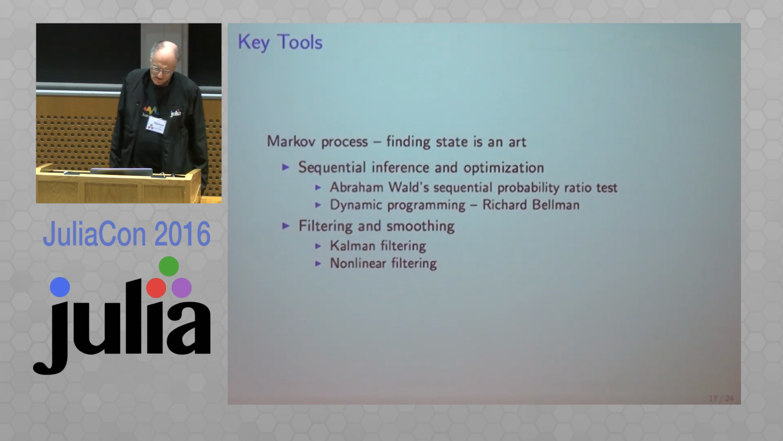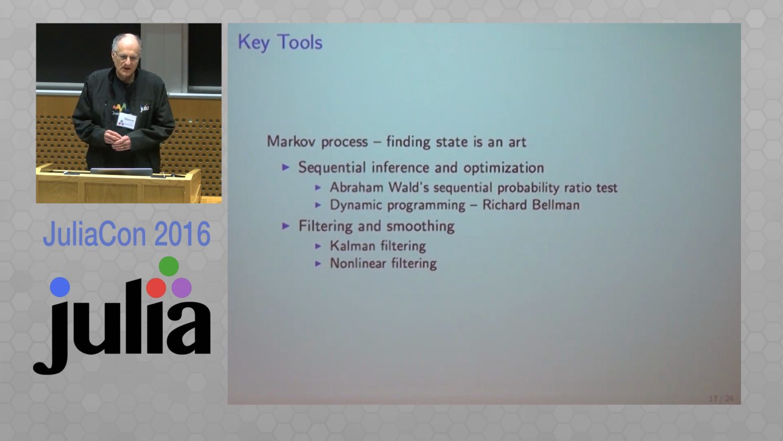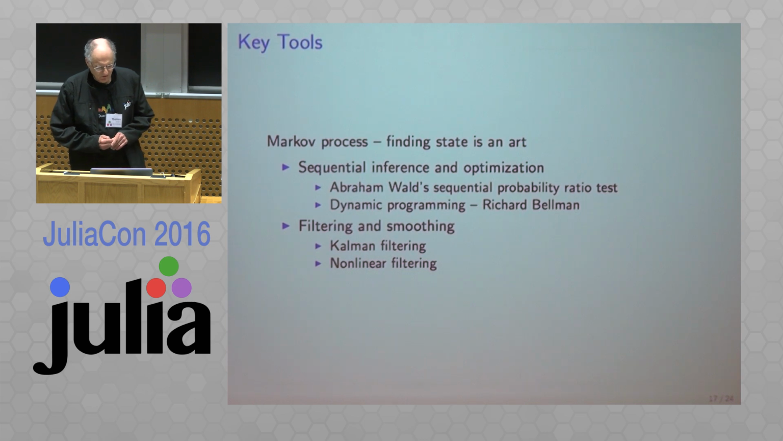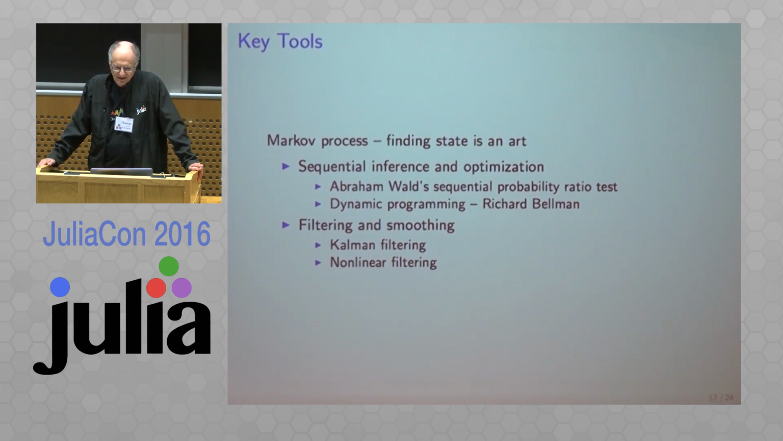That's great. Okay, so actually figuring out how to make problems Markov was a big triumph of mid-20th century applied mathematics. So there's two things. There's sequential inference and optimization, and that has an interesting history. Abraham Wald invented the sequential probability ratio test, and Richard Bellman invented dynamic programming. And actually, if you go to QuantEcon, there's a lecture about how Abraham Wald discovered that. And there's a notebook. And here's how he discovered it.